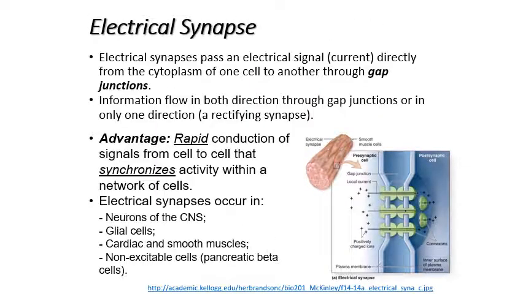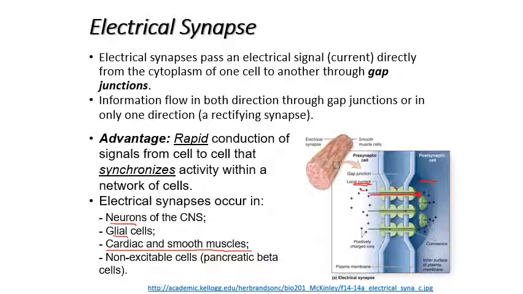But just looking closer, you can see the synapses. There are those connection proteins right here, and you can see movement of ions from the one cell brought over into the second cell. The advantages are rapid conduction, and it can synchronize the activity of the presynaptic and the postsynaptic cell. There are some in neurons and glia, but where we're going to see this again is with the cardiac and a little bit with the smooth muscle.